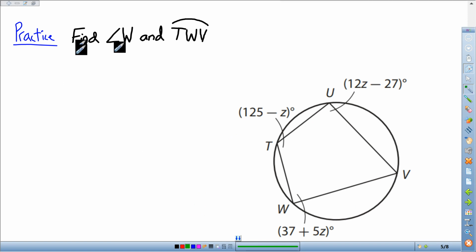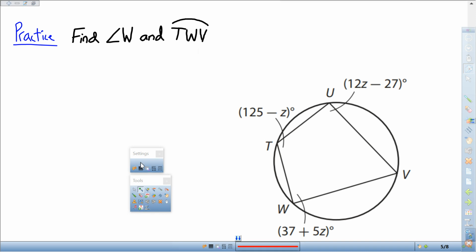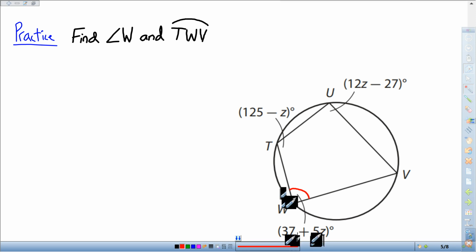They're asking you to find angle W and arc TWV. This is a lot like the last problem. To get you going on this after you draw it, angle W is down here. Obviously, to find the measure of that angle, we need to figure out what z equals. We'll plug z back in.